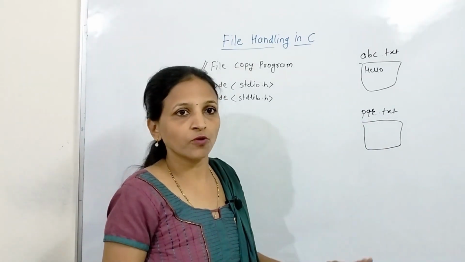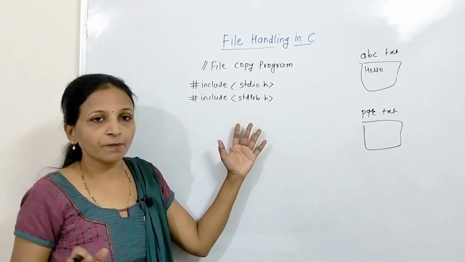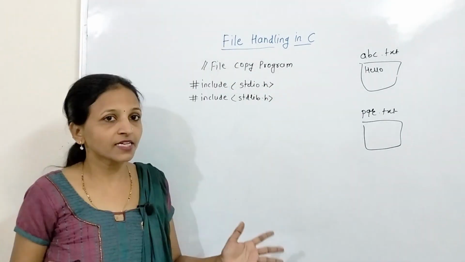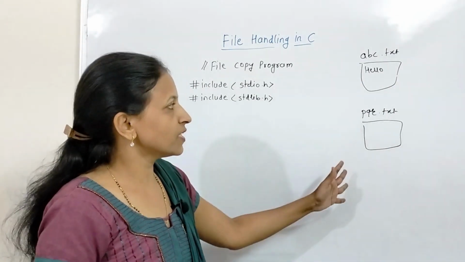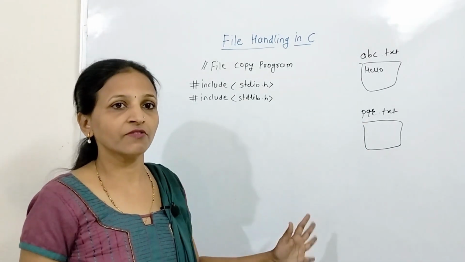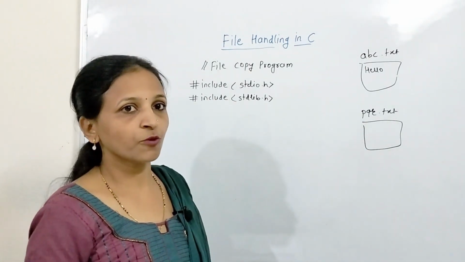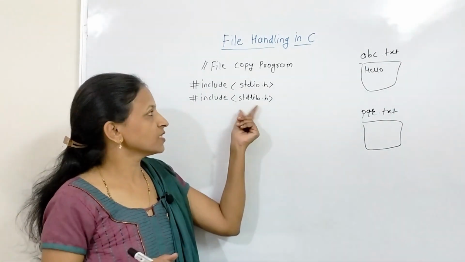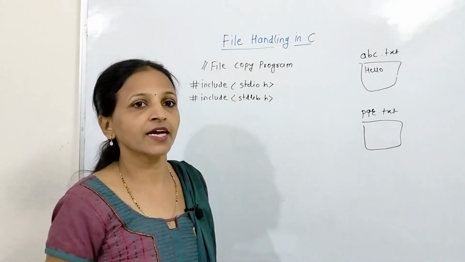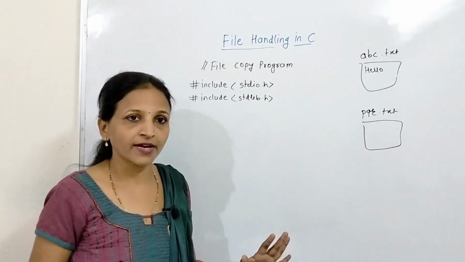This program is nothing but a file copy program. For that we must include the stdio.h header file. And one more point: if there is any problem while opening either file, we will check that and terminate the program, and for that we will use the exit function, which is present in the stdlib.h header file. That's why we include these two files.